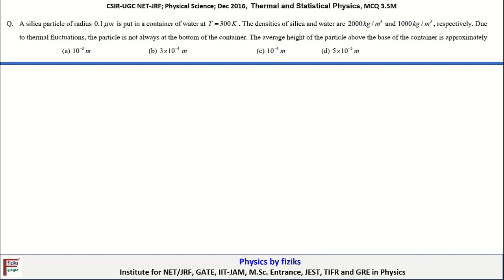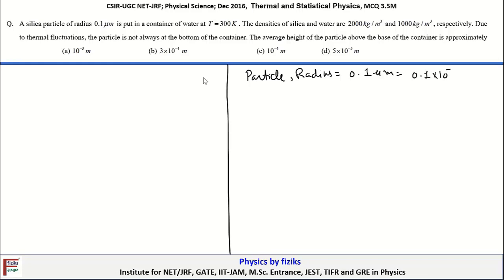The question is: a silica particle of radius 0.1 micrometer. So we are given a particle whose radius is 0.1 micrometer, or this can be written as 0.1 into 10 power minus 6 meter. It's put in a container of water at temperature T. So temperature is given to be 300 Kelvin. That means the particle at this temperature will have certain energy that depends upon the given temperature T.